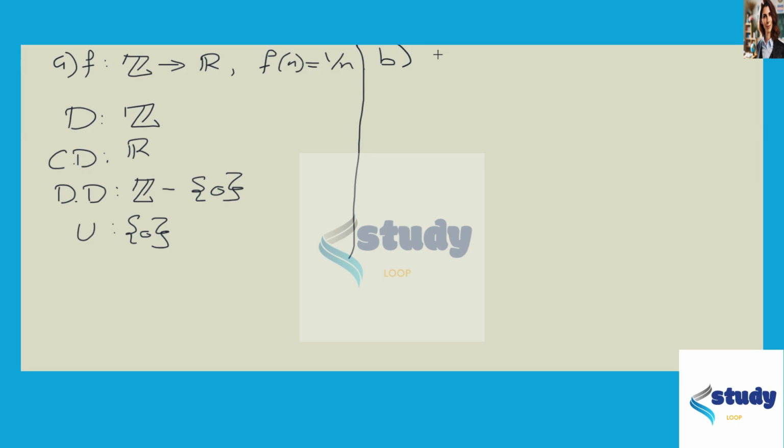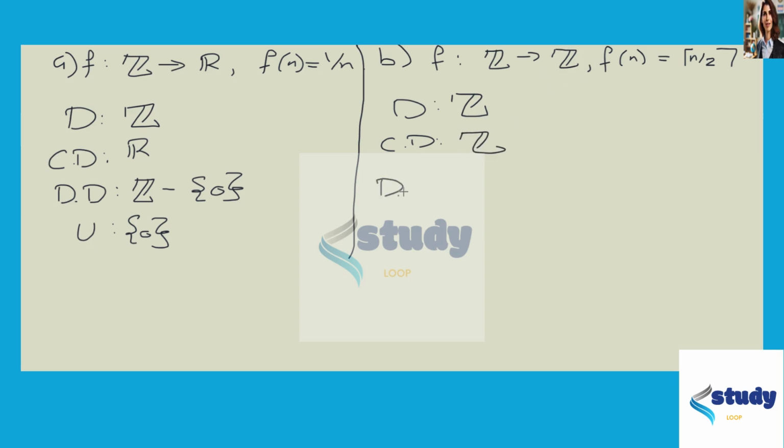For B, our function maps integers to integers, explicitly written as f(n) = ceiling of n divided by 2. So the domain is what we put in, so integers. Your codomain is what you get out, so integers. For the domain of definition, because the ceiling function accepts every number, there is no restriction. The domain of definition is just all your integers, and your undefined set, because we're not subtracting anything away from our domain, is just the empty set.